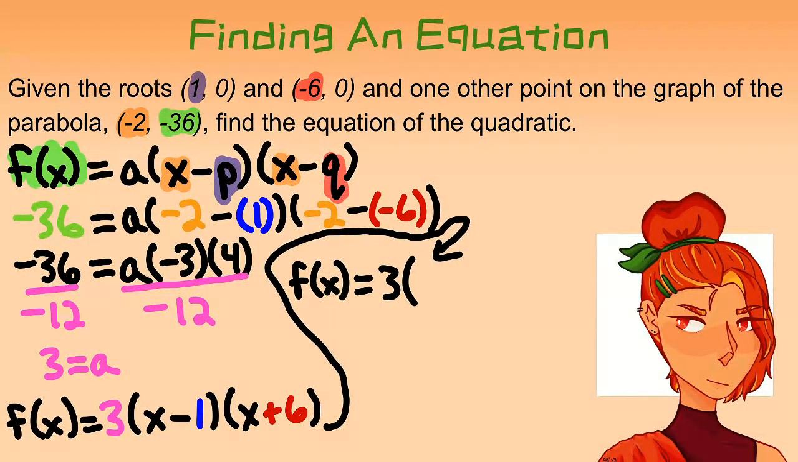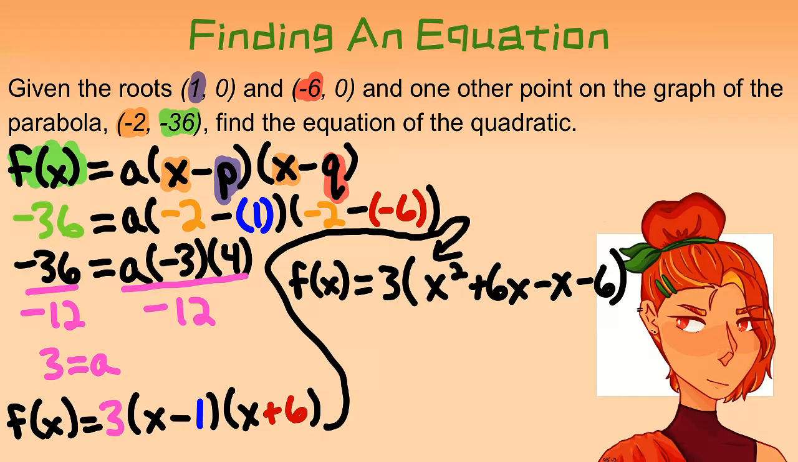X times x, that's the first, is x squared. Outers, x times +6 is +6x. Inners, -1 times x is -x. And lasts, -1 times +6 is -6.